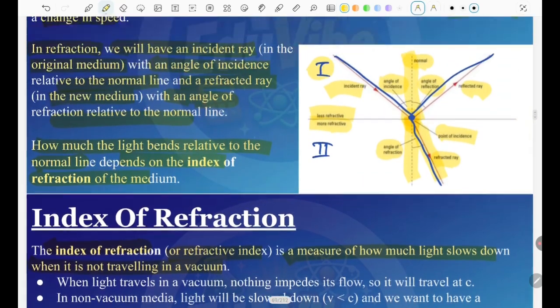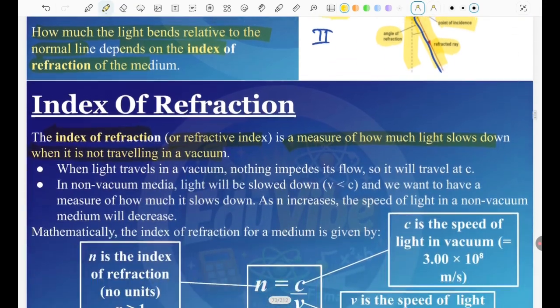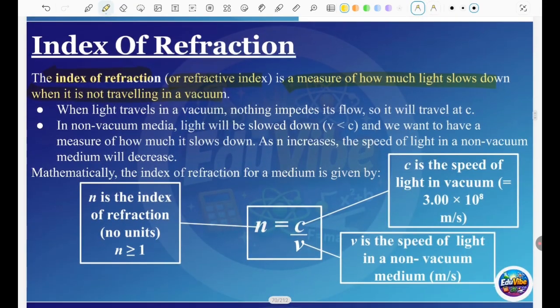So in that case, we don't have a vacuum. We have mediums. We have a first medium, any medium. We have air, water, glass. We have a number of mediums. So here's the air, and then we have the water, or air to air. So this depends. We're not traveling in the vacuum. We are traveling in the mediums. So how much light slows down as it moves on to another medium, not traveling in a vacuum, that's the index of refraction.